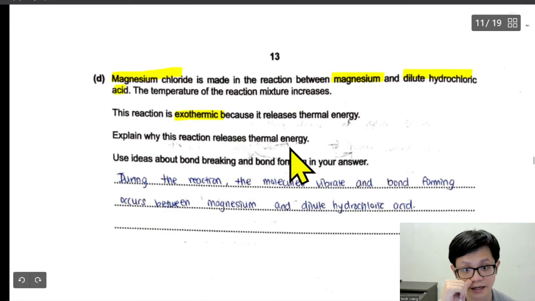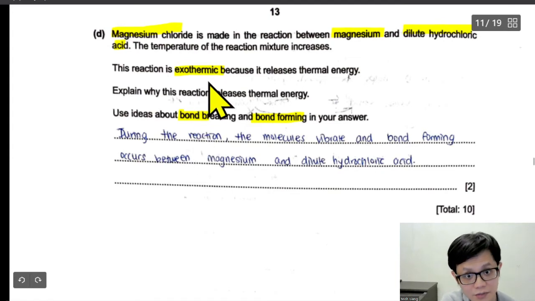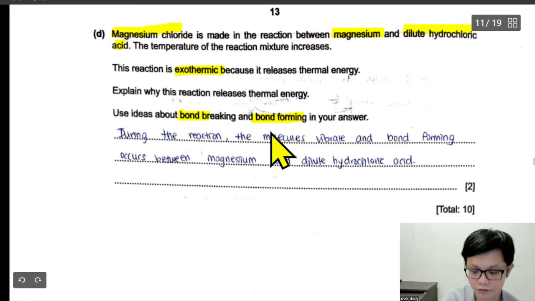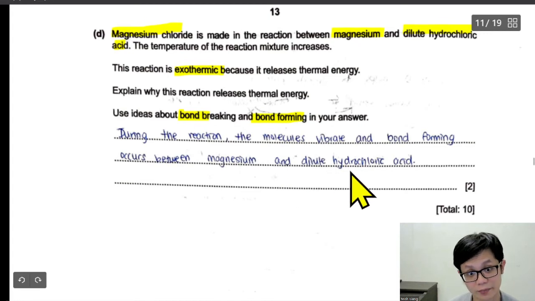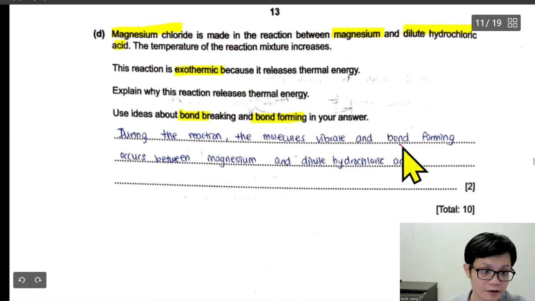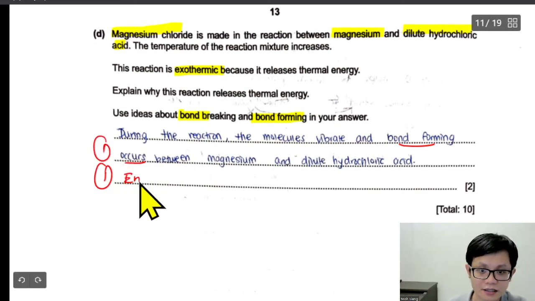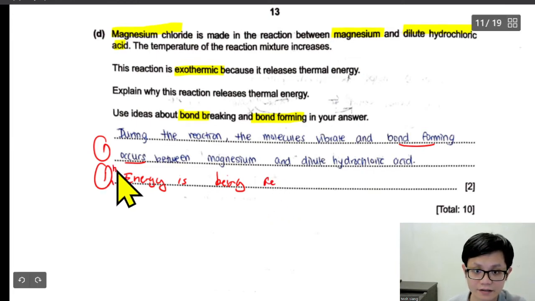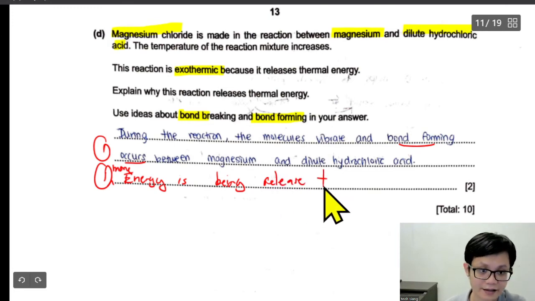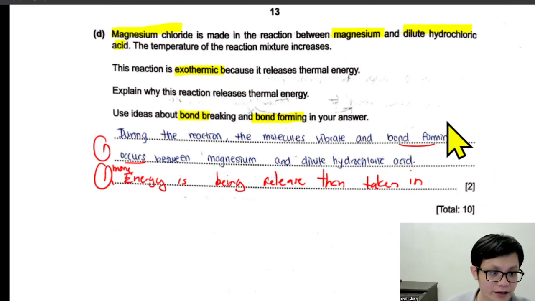Explain why this reaction releases thermal energy, using the idea of bond breaking and bond forming. So basically the question asks to explain exothermic in terms of bond breaking and bond forming. The student says during the reaction the molecules vibrate and bonds form. Yes, because it becomes hot, so usually they vibrate, and for bond forming you will get 1 point. Then one more point is that more energy is being released than taken in. So from here the student will get 1 point.